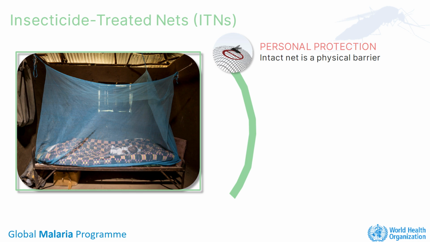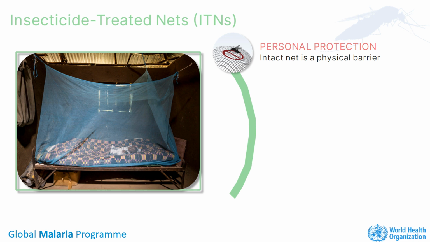By sleeping under an ITN, people are physically protected from mosquito bites by the barrier the net provides. The physical barrier of the net prevents mosquitoes from getting close to the person sleeping underneath. That said, the net integrity can degrade over time if nets are not used carefully and maintained. The ITN is more than just a physical barrier.